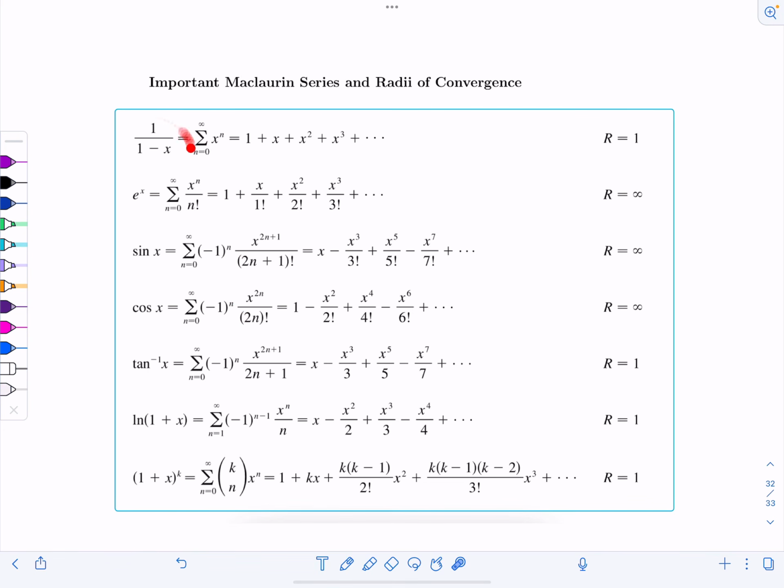And then 1 over 1 minus x, you should know. This is binomial series. I don't make my students learn that. And then here's ln of 1 plus x. You can memorize it or just derive it like we did earlier. So a couple things you could do.